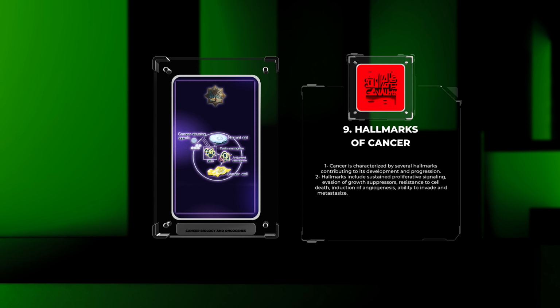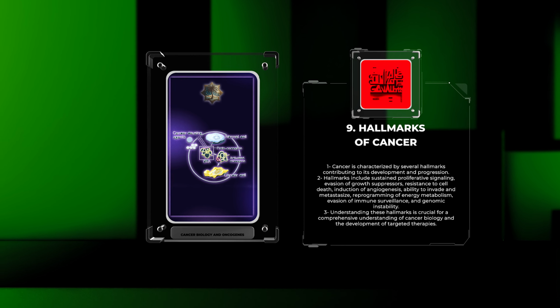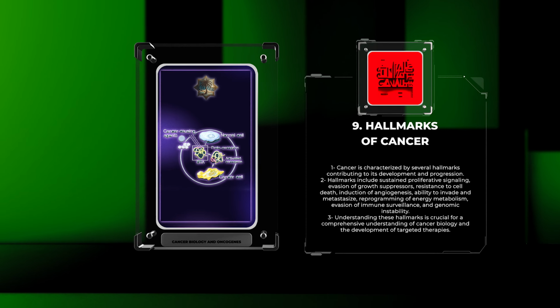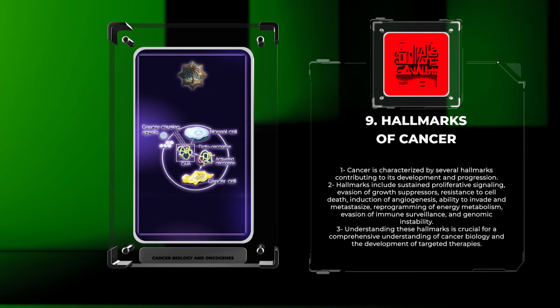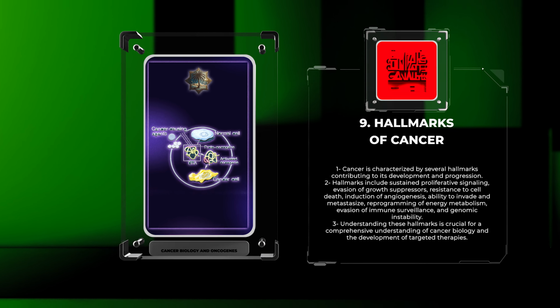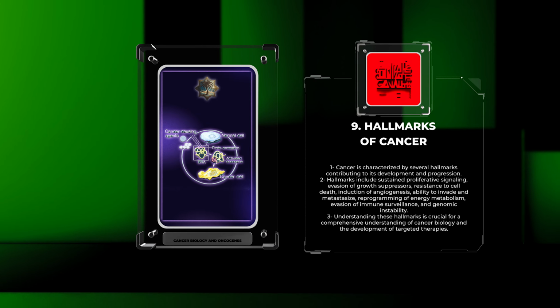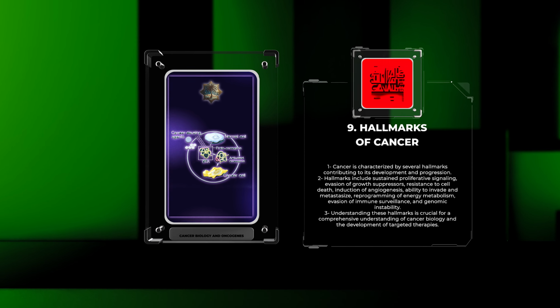Cancer is characterized by several hallmarks, which collectively contribute to its development and progression. These hallmarks include sustained proliferative signaling, evasion of growth suppressors, resistance to cell death, induction of angiogenesis, ability to invade and metastasize, reprogramming of energy metabolism, evasion of immune surveillance, and genomic instability.